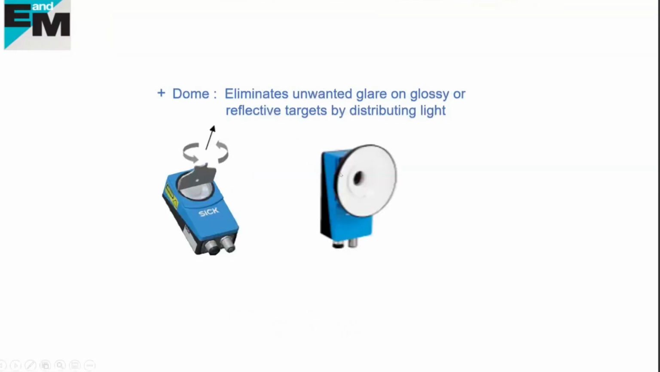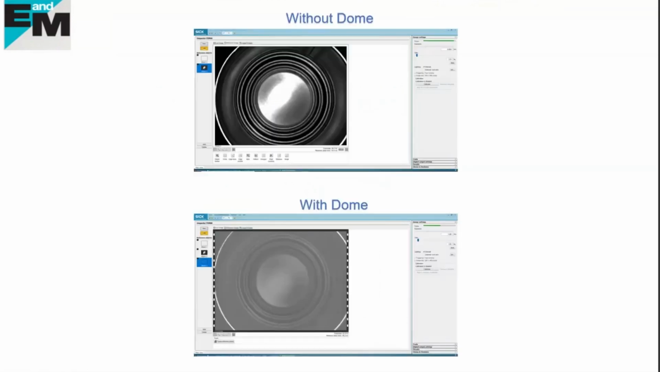This is an additional accessory called dome, and it's used especially when the targets are reflective in surface or shiny. And what it does is that it distributes the light evenly on the target so that we get rid of the glare. This is just an example of how the camera sees the object with dome and without dome. And I'll get into the details of this application in my live demo.